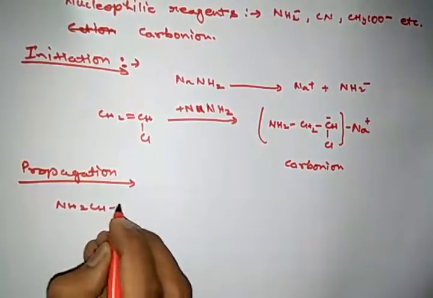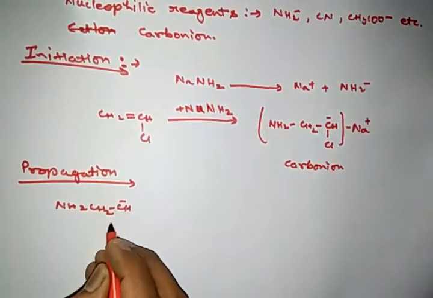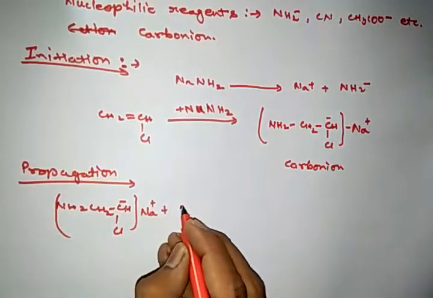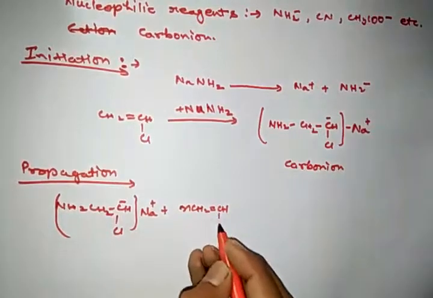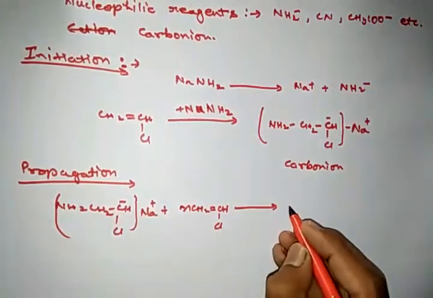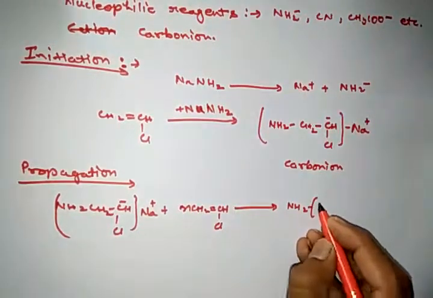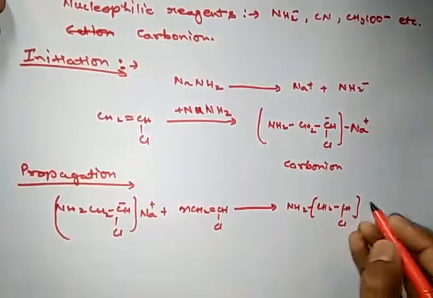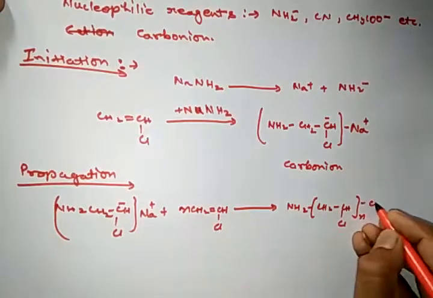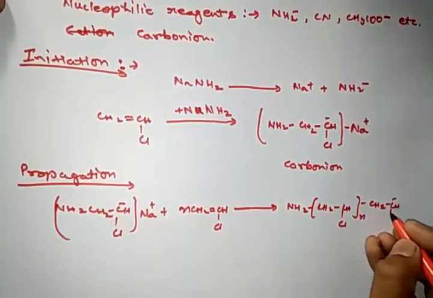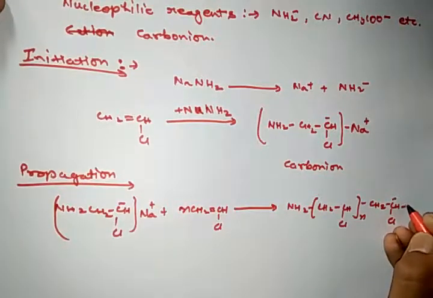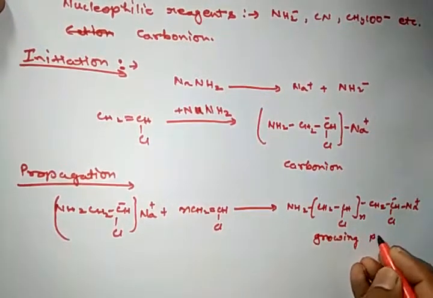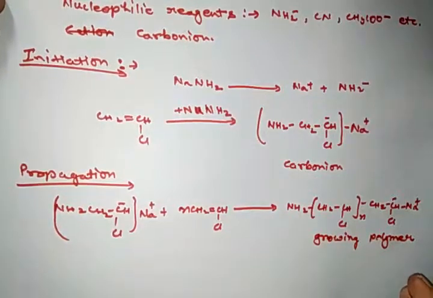In the propagation step, this intermediate reacts with vinyl chloride, CH2=CHCl, and CH2CH minus Cl Na plus, a growing polymer is obtained.